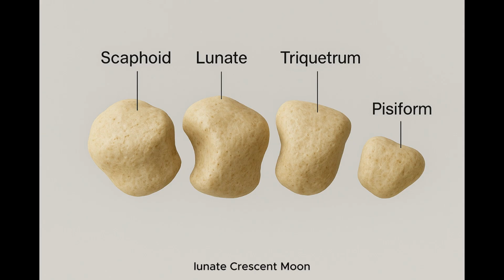2. Lunate. Crescent, moon-shaped bone in the center of the proximal row. Articulates with the radius proximally and capitate distally. Clinical note: common site of dislocation. 3. Triquetrum. Pyramid-shaped bone, located next to the lunate on the ulnar side. Articulates with the hamate and pisiform. Clinical note: third most frequently fractured carpal bone.